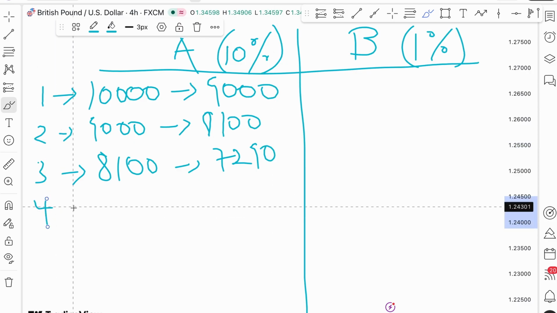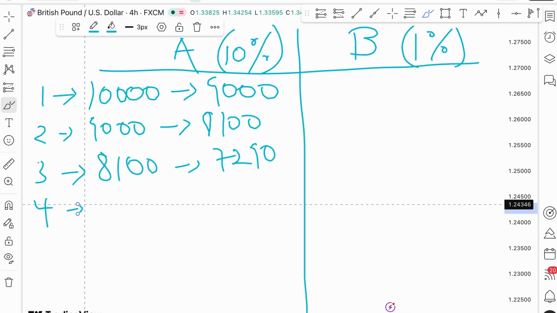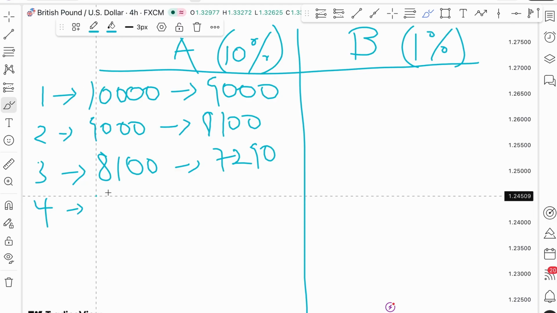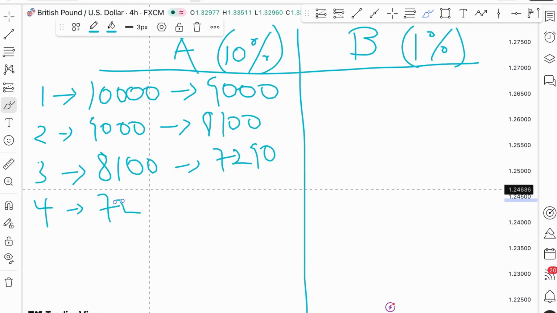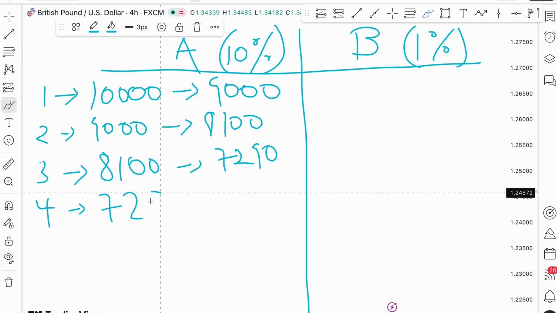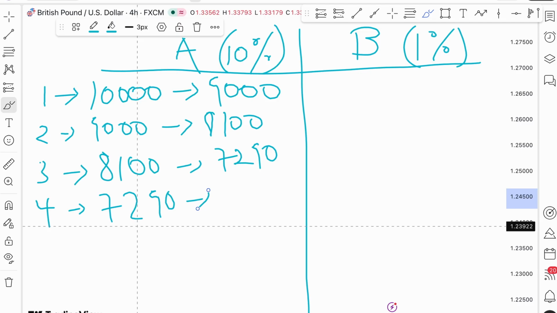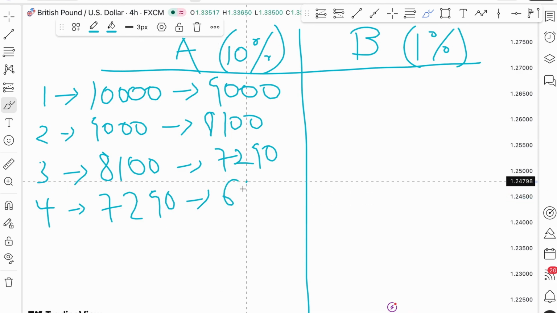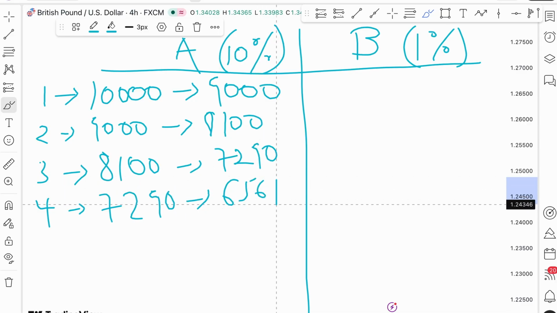The fourth transaction, which we are looking at for the loss of 10% on the balance, of 7,290, we are going to be short of 729. That leaves us a balance of 6,561.